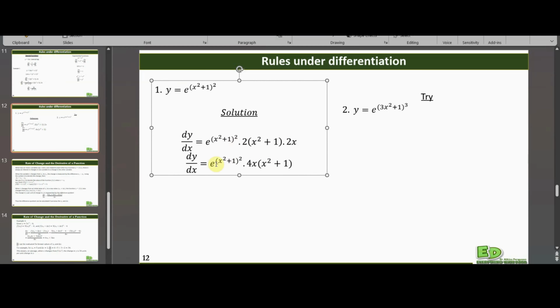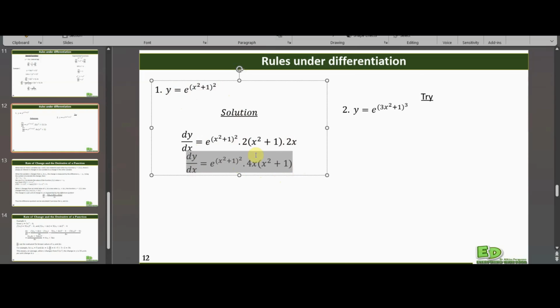Then the next thing is that we have dy over dx. We have the same function. We write it again because if you differentiate, you get the same thing. We multiply it by 2 times 2x, which will give us 4x. So 4x into bracket x squared plus 1. And that is the differential of the function y equals e to the power (x squared plus 1) all squared. This is the final answer here, right?